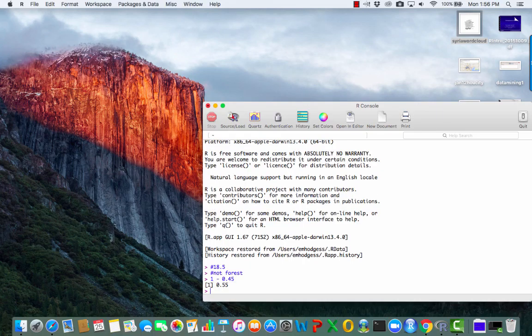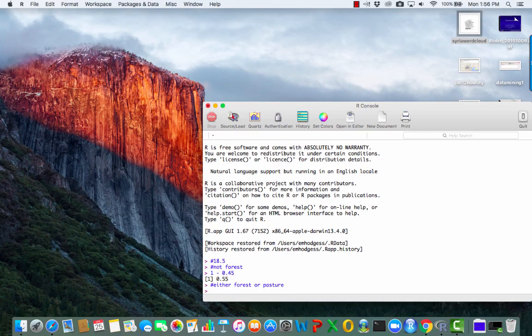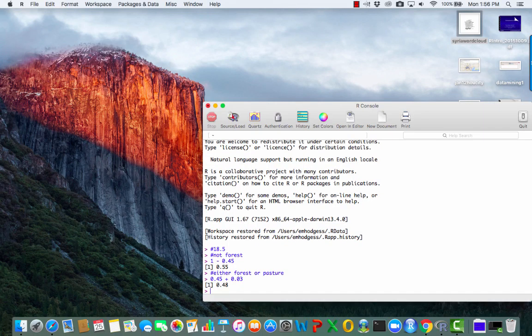Nothing too creative there. What is the probability that it is either forest or pasture? Those two are distinct items. If it's forest, it can't be pasture. So you're going to have 0.45 plus 0.03. That's just going to be 0.48.